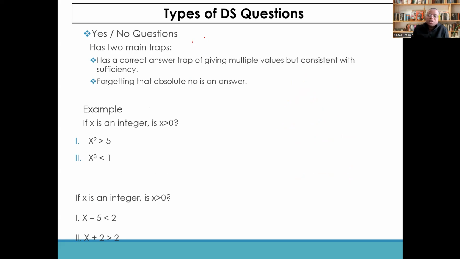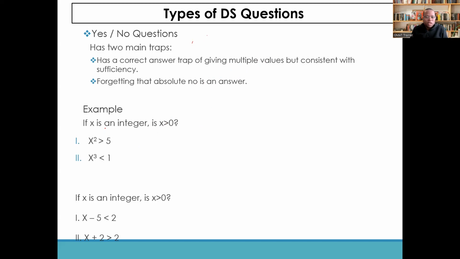By consistently, I mean if a number is meeting a condition, it can have multiple values, but whichever value you have, it's either a yes or it's a no. If it gives you a consistently yes or a consistently no, then that is a sufficient statement. But if it gives you both yes and no in different circumstances, then it's not sufficient. So that is normally it. Let's look at two examples for this.